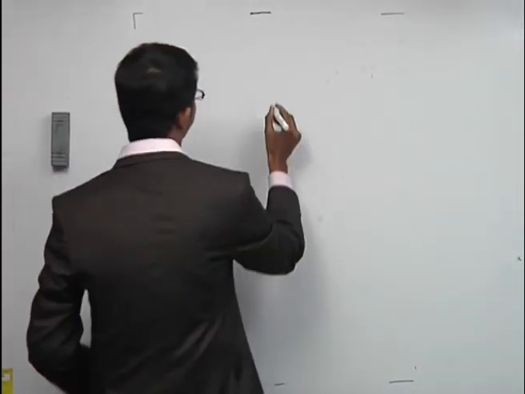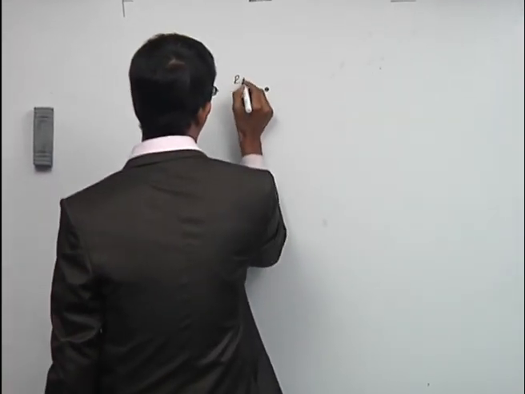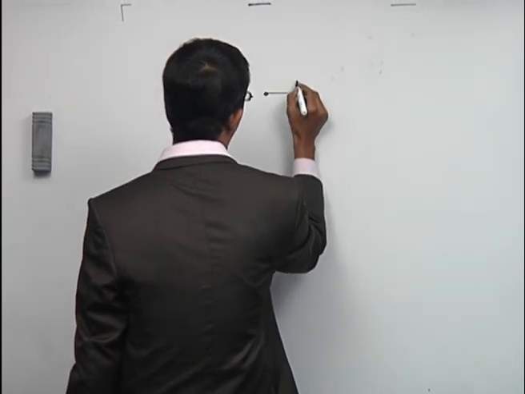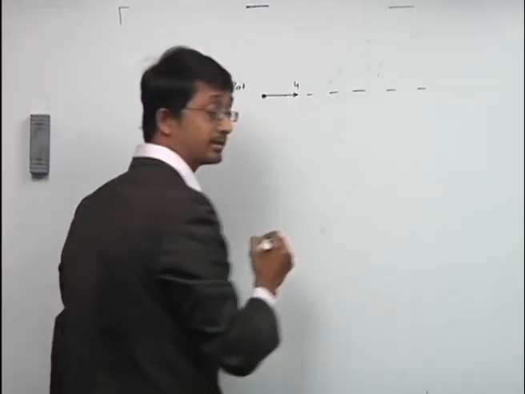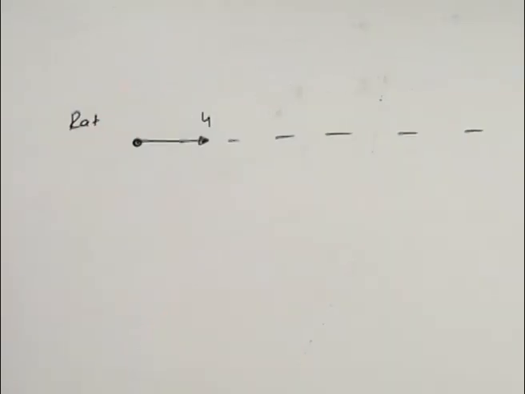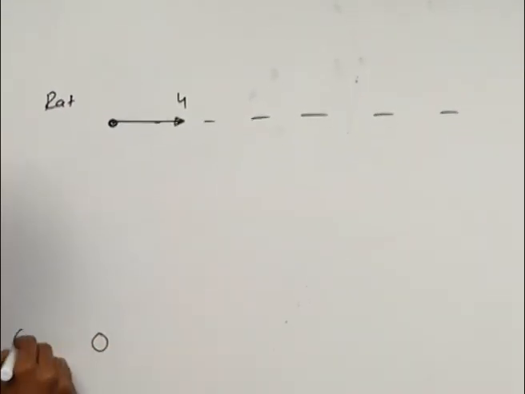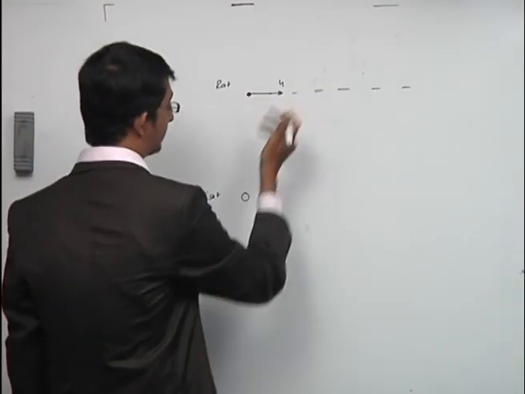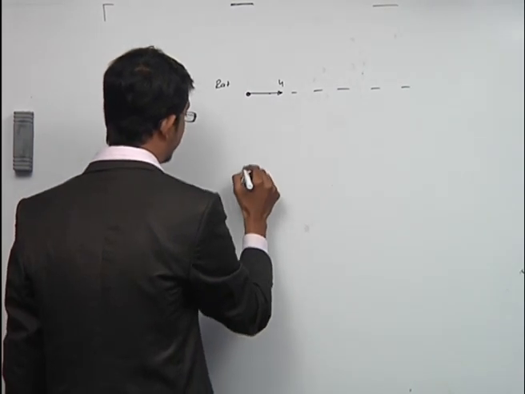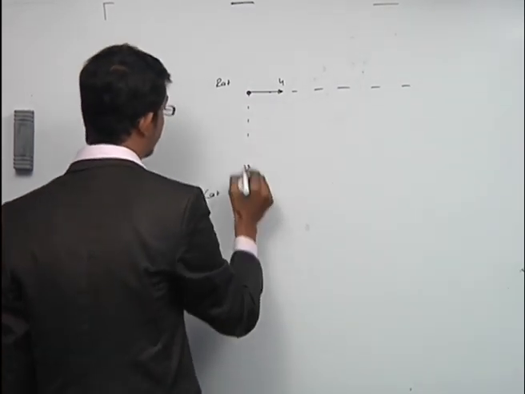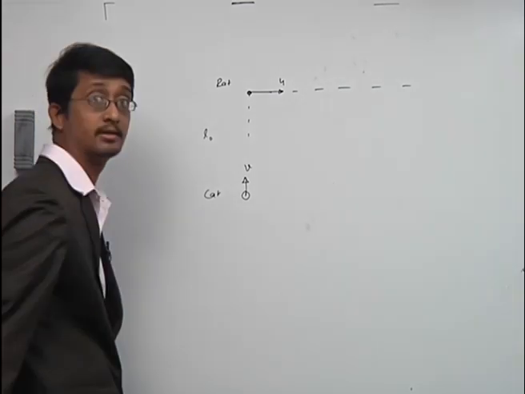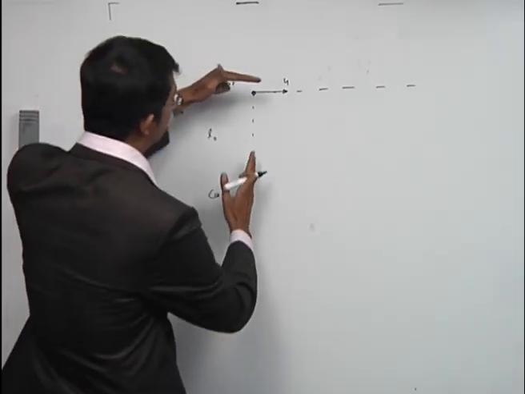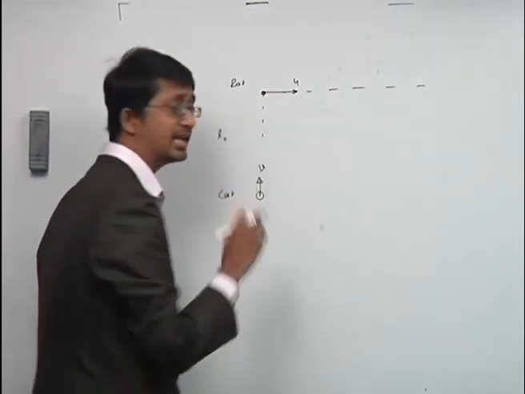So the problem is, there is a rat which is going with a fixed speed u along that line. We keep seeing such things in our house. And there is a cat here which is following the rat with a speed v. Initial separation between them is L0. So the cat is always following the rat. The rat doesn't know that this cat is following it.